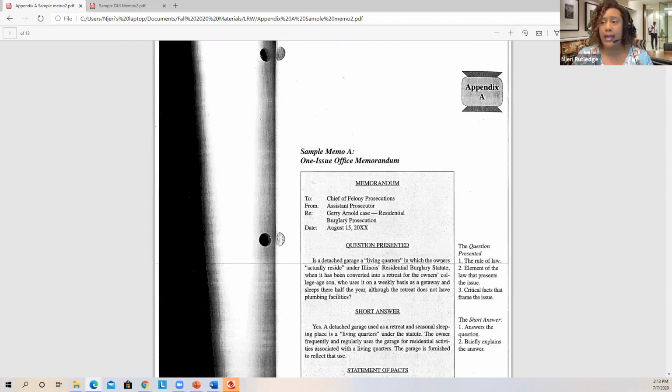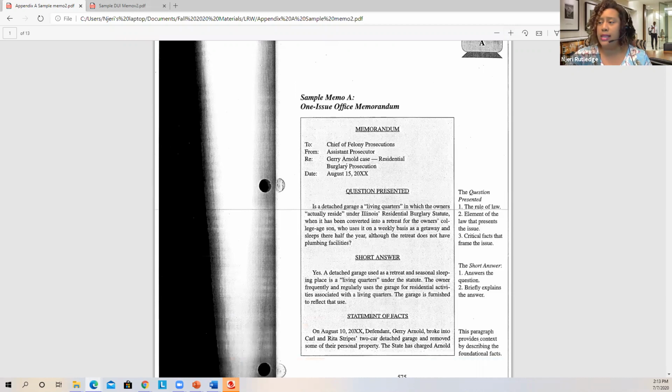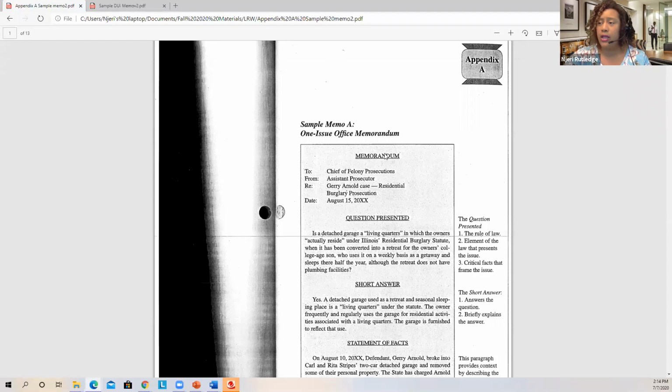It's Appendix A in the book, and it gives you a sample memo. What's really unique about the sample memo is it has all of the parts of the memo annotated in the margin. So notice, as we said earlier, that you have your heading here, followed by your question presented. And here it tells you what you should look for in a question presented, your brief or short answer, and it gives you some information here, your statement of facts.